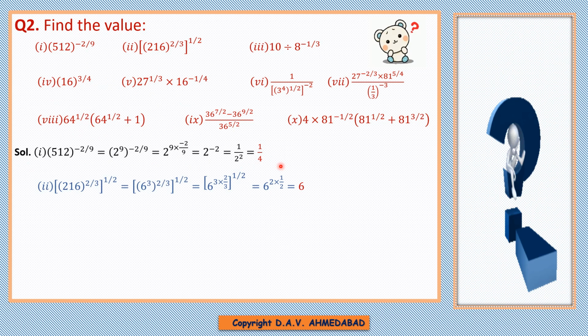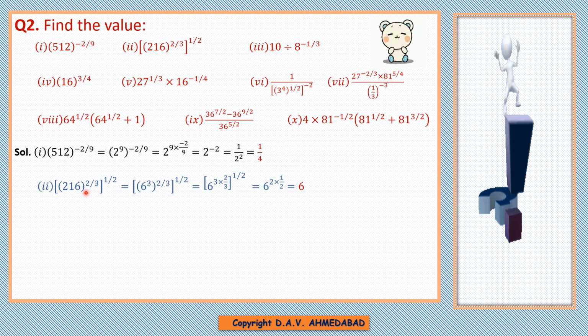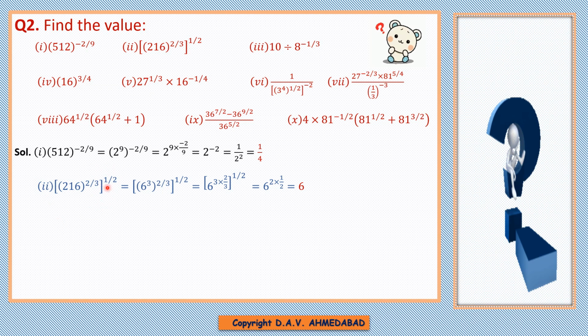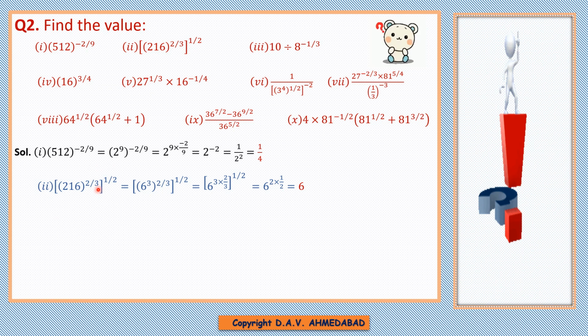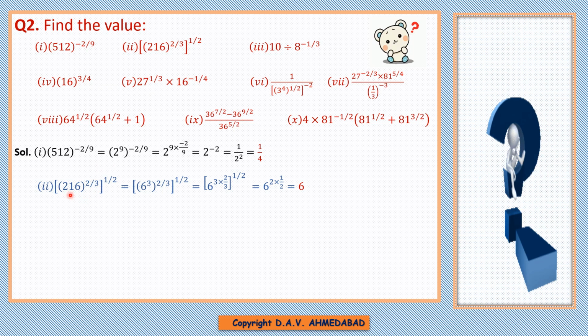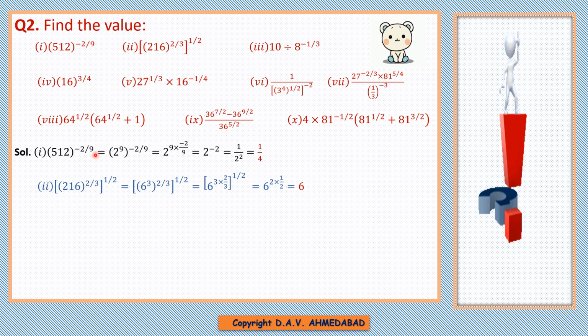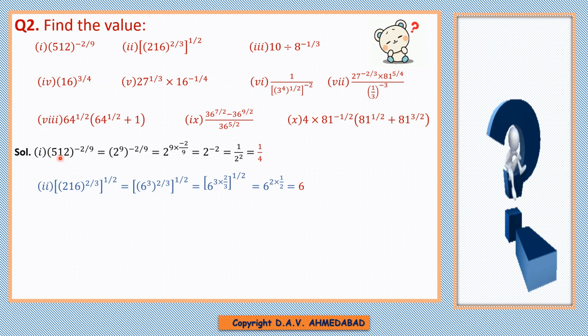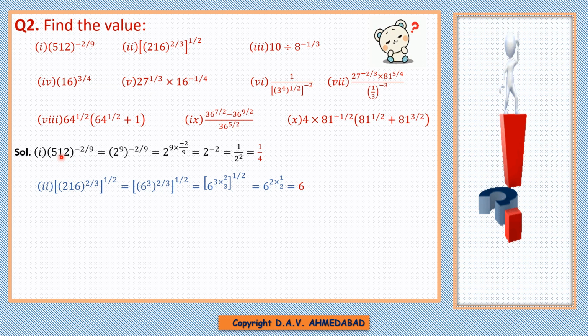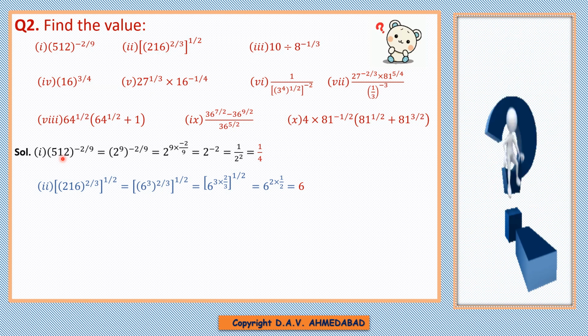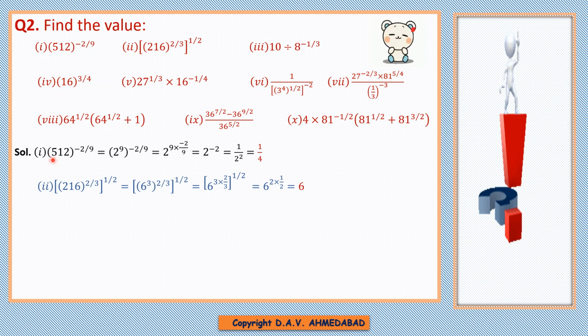Now next is 216 raised to the power 2 by 3 and whole raised to the power 1 by 2. Children, always you need to see the denominator and then think what you can write this base as. Like here the denominator was 9, so we have written it 2 raised to the power 9. Otherwise we know that 8 cube is also 512, but we were needing 9. Therefore we have written 2 raised to the power 9.